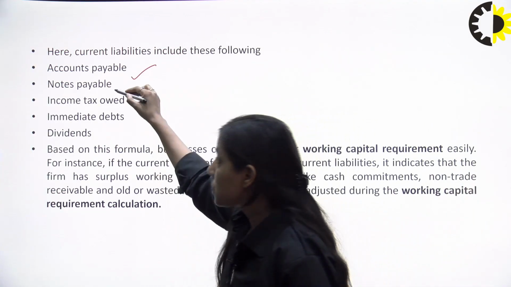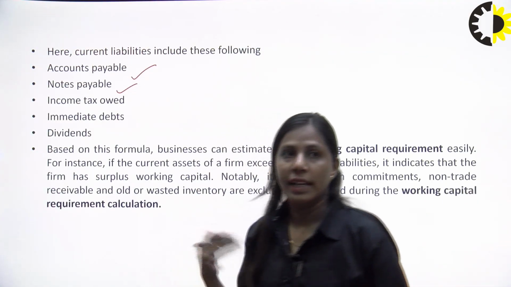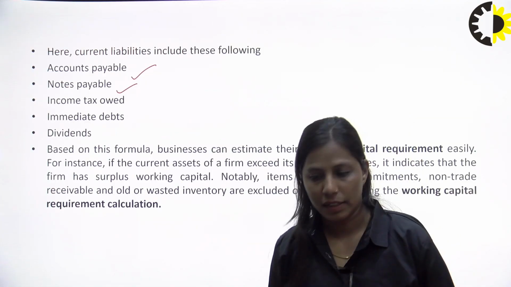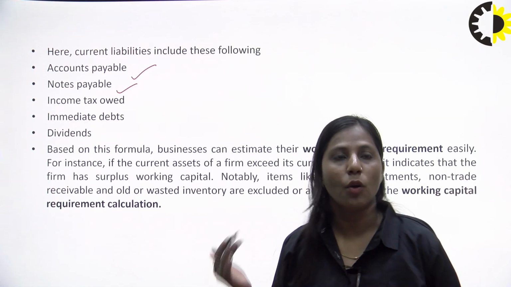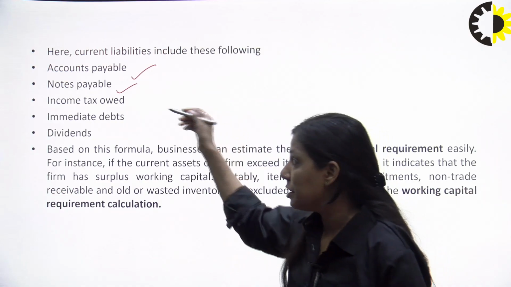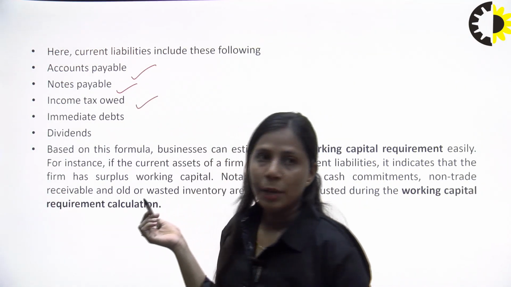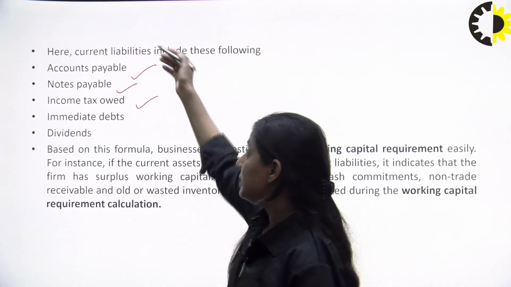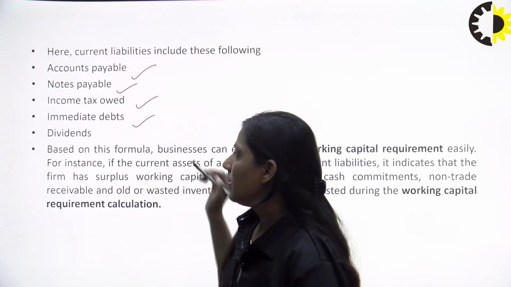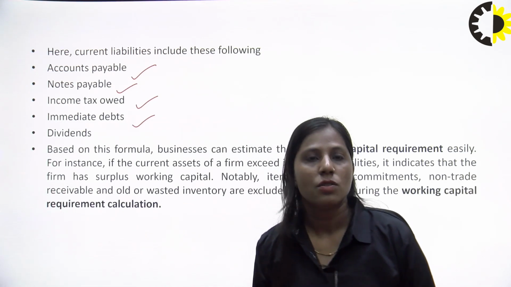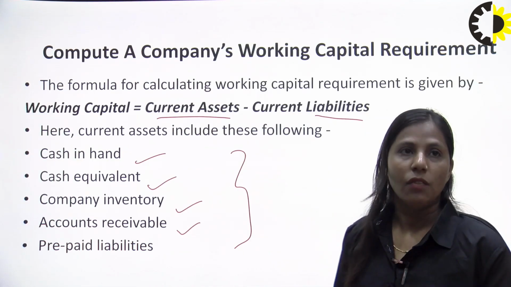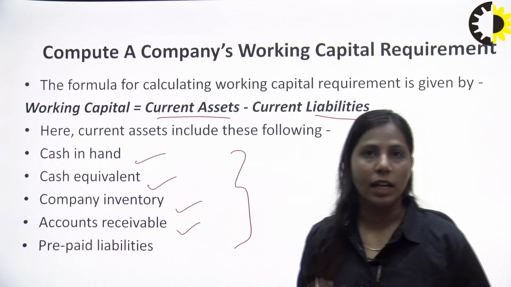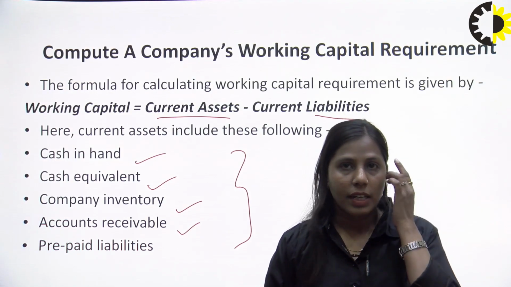It can be notes payable. It can be tax, when we have some tax amount to be deducted. That will also be considered in current liabilities. Then immediate debts, whatever amount will be debited from the account, will also be considered in current liabilities. Then we have dividends. So basically we follow this particular formula to calculate our working capital requirements.